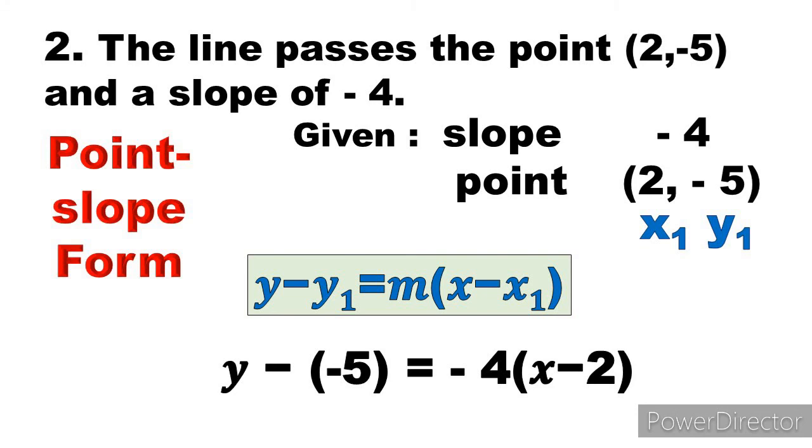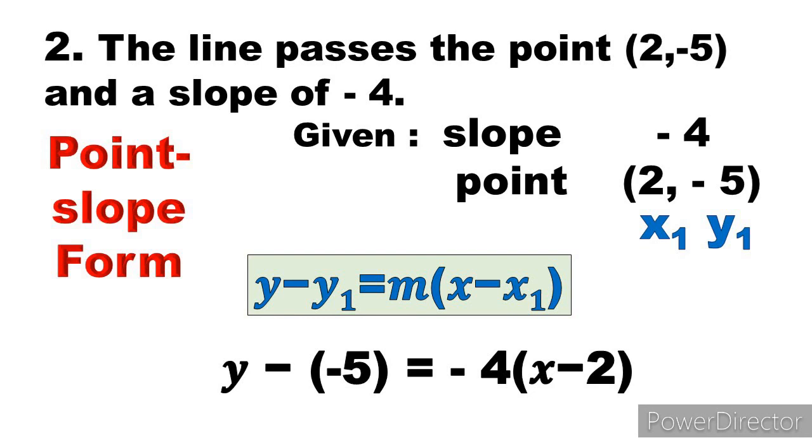So now we have to use the point slope form, since given ang isang slope at isang point, which is positive 2, negative 5. So positive 2 is your x sub 1 and negative 5 is our y sub 1. So we're going to use the formula y minus y sub 1 equals m times the quantity of x minus x sub 1. And then, isa-substitute lang natin yung value.